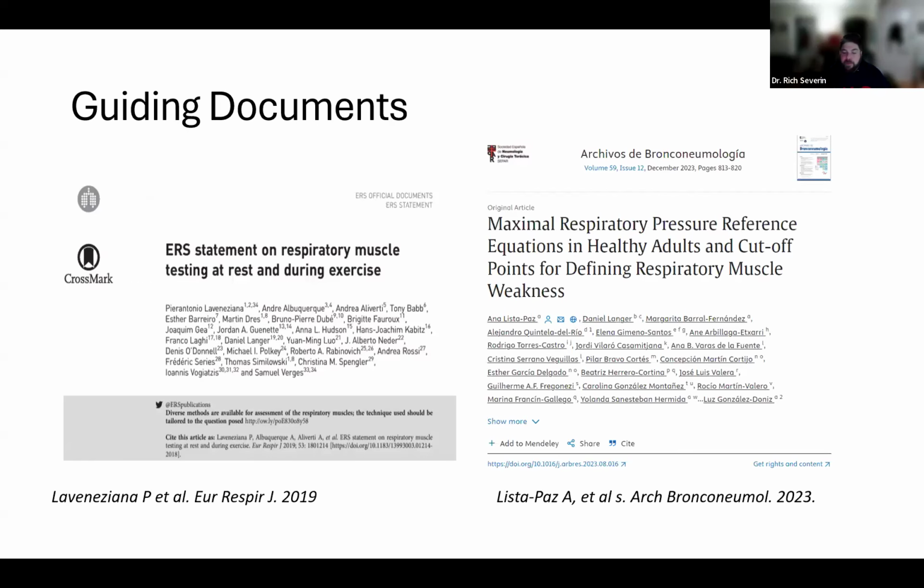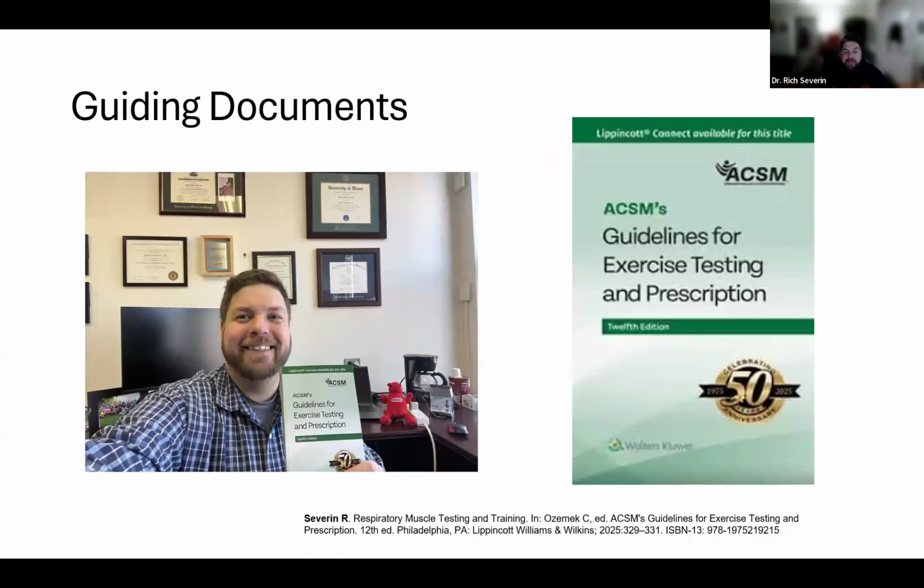Now, we're looking for some great documents to help guide you on this. Some great stuff from the European Respiratory Society. And of course, as Jenny mentioned, we have the ACSM guidelines, which go through operationalizing how to perform testing and training, which I helped author a part of.